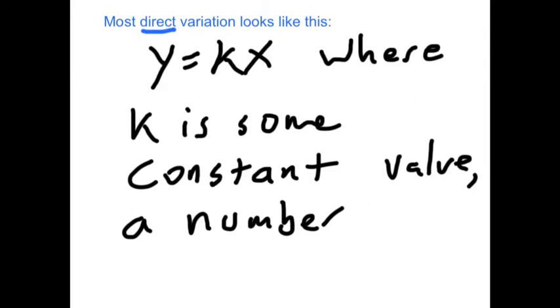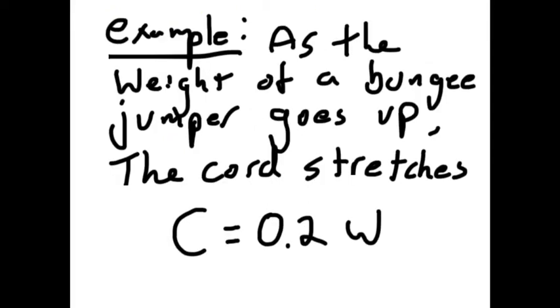Most direct variation looks something like this. Y equals k times x, where k is some constant value. It's any number. We've seen plenty of examples of this. Here's an example. As the weight of a bungee jumper goes up, not as one bungee jumper gets more heavy, but as you put heavier and heavier people on a bungee cord, the cord stretches according to an equation. C, the length of the cord, equals 0.2 times the weight of the jumper.